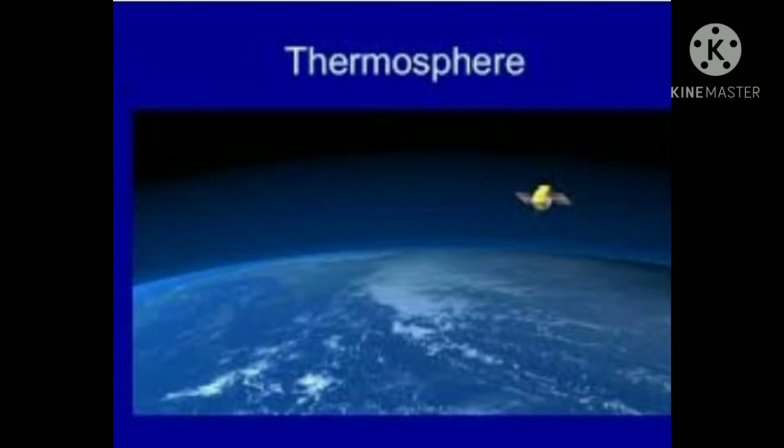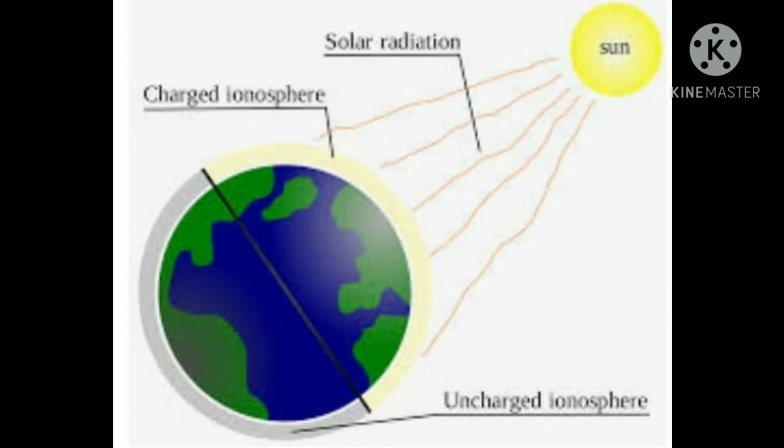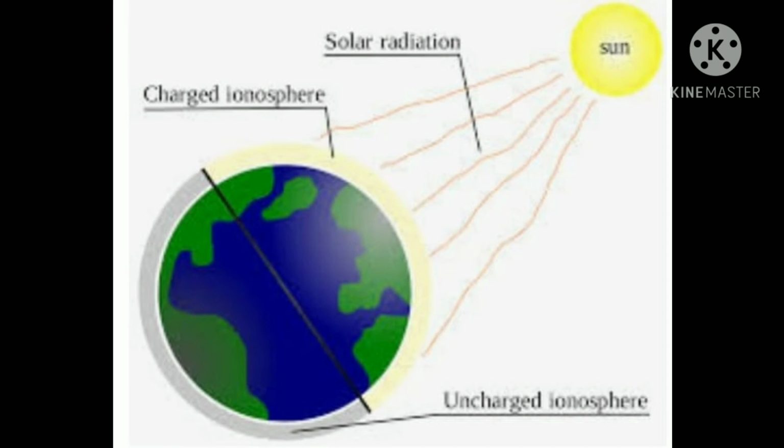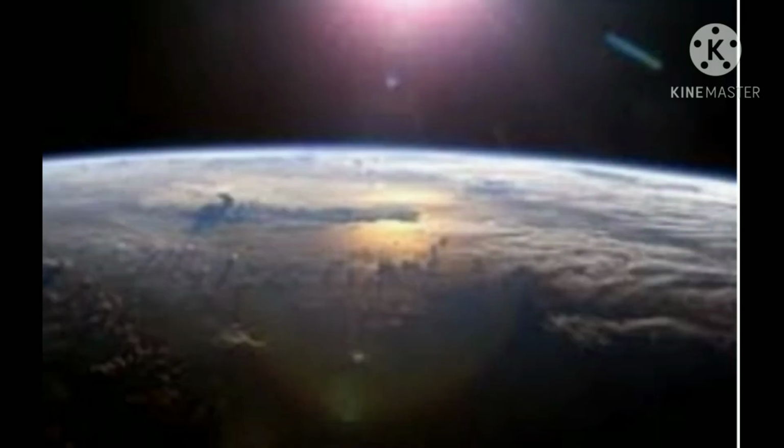The fourth layer of the atmosphere is called thermosphere. It absorbs the sun's radiation, making it very hot. It is the hottest layer in the atmosphere. The thermosphere has a high temperature, but it does not feel hot because temperature is a measure of the energy of the particles. Heat is generated when particles touch one another. The particles in the thermosphere are so far apart that they don't transfer much energy to one another.